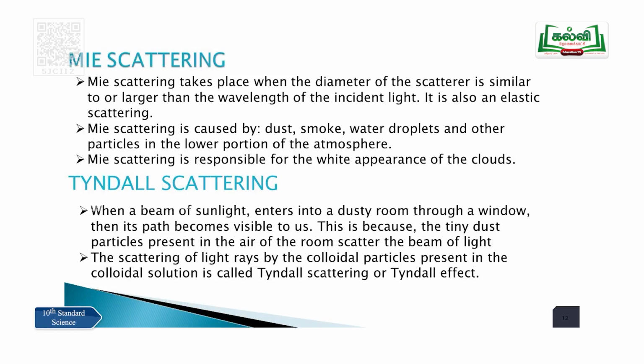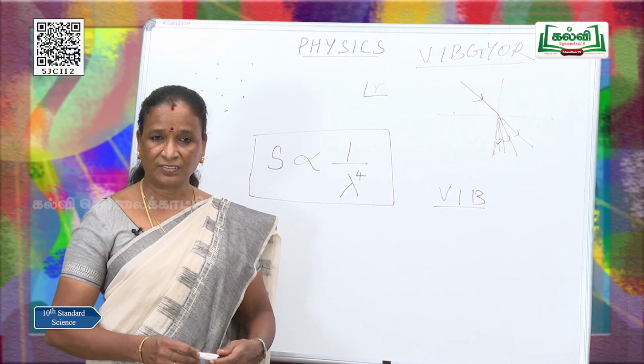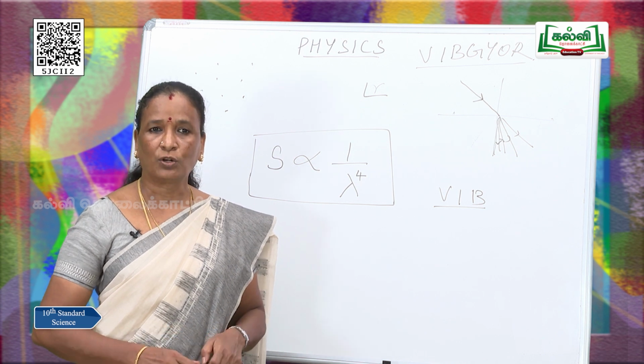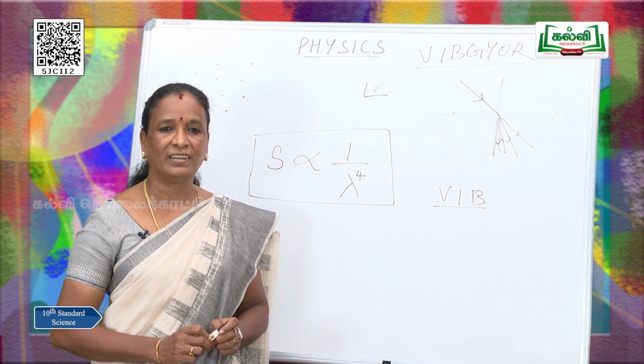Next we are going to see Mie scattering. This is also a very important and very interesting part. Why do clouds look white in color?